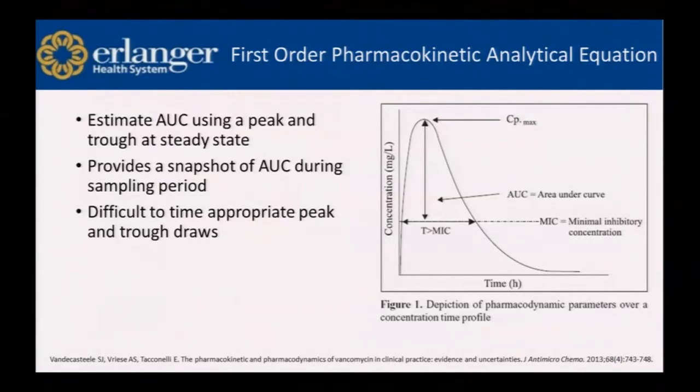The biggest limitation to this kind of model is education of nursing staff. I think Summer could probably speak to this a little bit more, but our nursing staff is really used to drawing trough levels. So you have to provide some pointed education on how to draw a peak and a trough and do that properly. The other thing that's a con to this modeling is cost of laboratory monitoring. You have to get 2 levels instead of 1, so we're effectively doubling our vancomycin lab monitoring costs when using this.